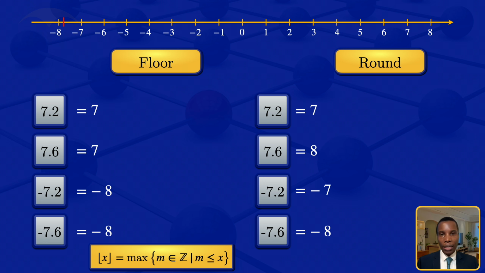So here I was just illustrating that these two, floor and rounding, don't usually give the same result. They are different. Thank you.